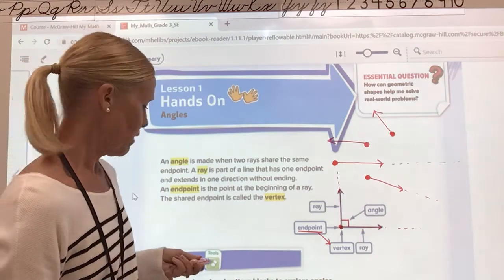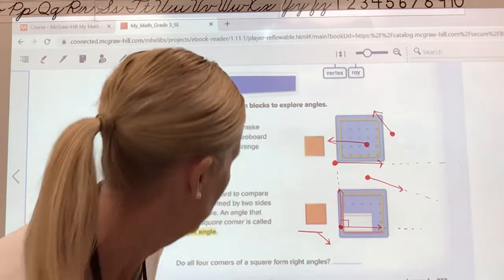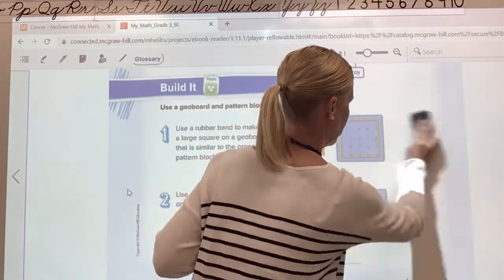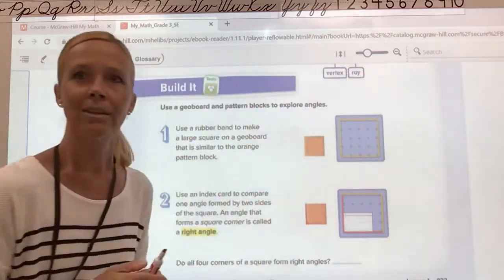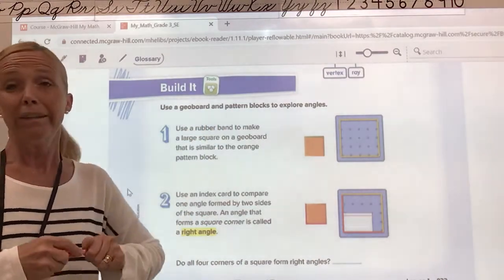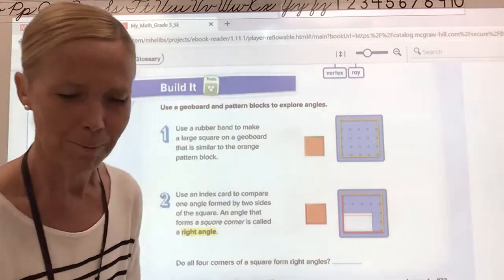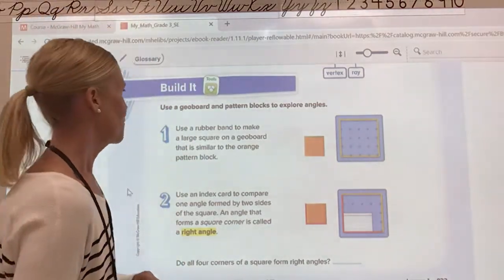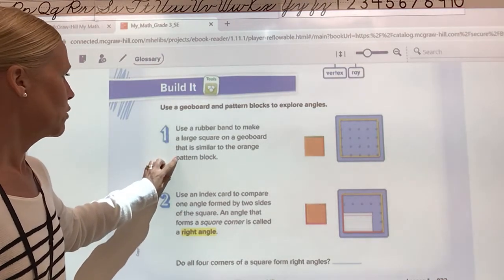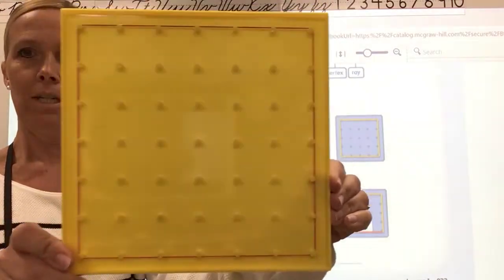Okay? So let's go down to this build it section, and I will pull this up, and let me erase what I did over here real quick. And it says, use a geoboard and pattern blocks to explore angles. Now, you might have a geoboard at home. You might not. Probably not. I don't have any at my house, but I got some ready here at school to show you. It says, use a rubber band to make a large square on a geoboard that is similar to the orange pattern block. So I did one here. Here's my large square right here.